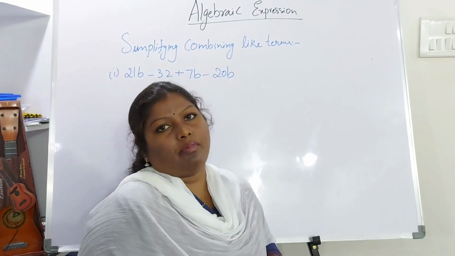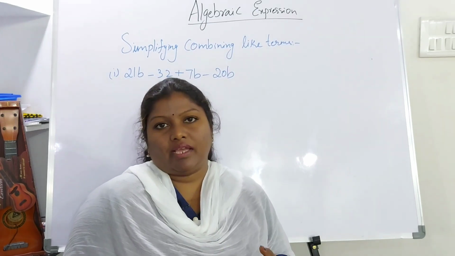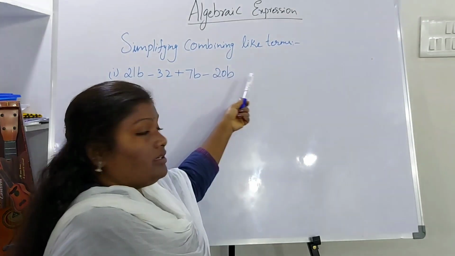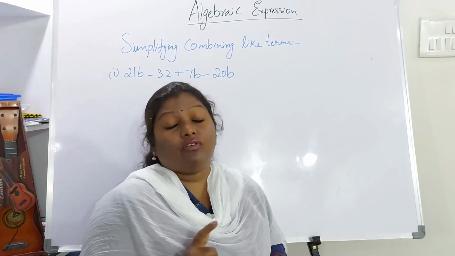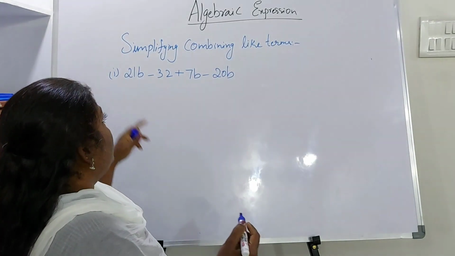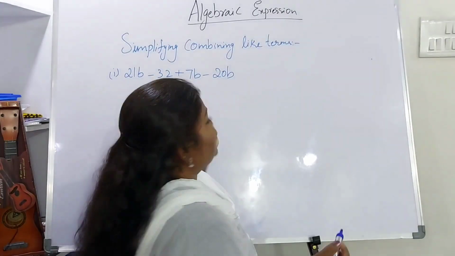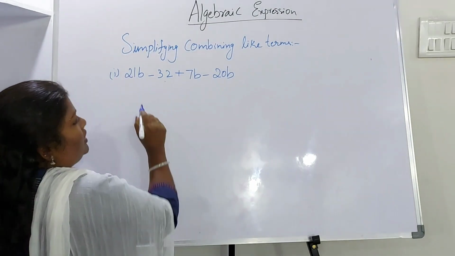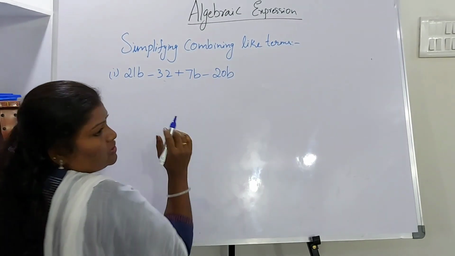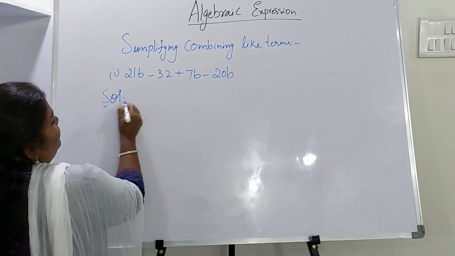Today we'll be learning about algebraic expressions, and here we'll be learning about addition, subtraction, combining like terms, and also how to find the value of a variable. So here, simplify by combining like terms. Now you can see that there are 4 terms. Because we have 4 terms, it is called a polynomial. Now we have to find the solution of this.